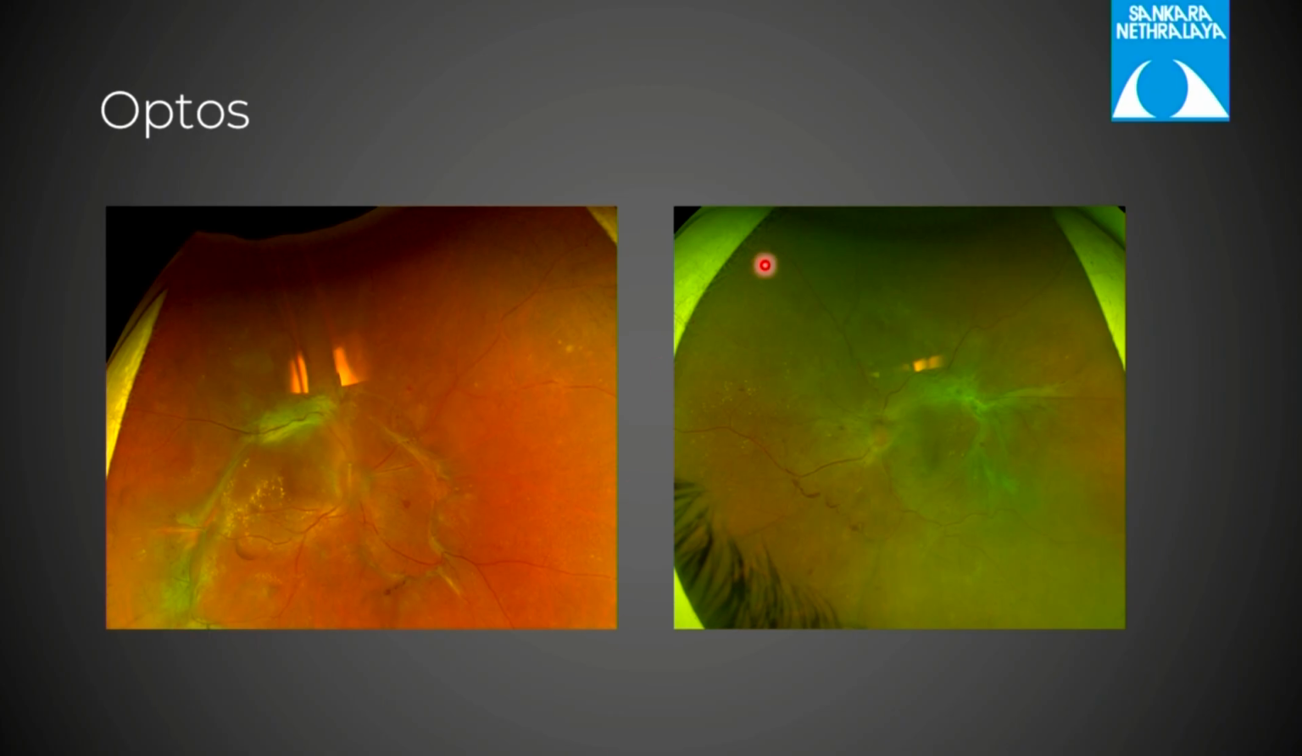Please proceed. This is the pseudocolor image of the left eye. Here the media is hazy. The disc is also seen hazily, borders are not clear. Inferiorly there is a preretinal hemorrhage noted here, and there are multiple hard exudates seen in the periphery as well as around the macula, and there is a fibrovascular proliferation seen superior to the disc along the arcade.